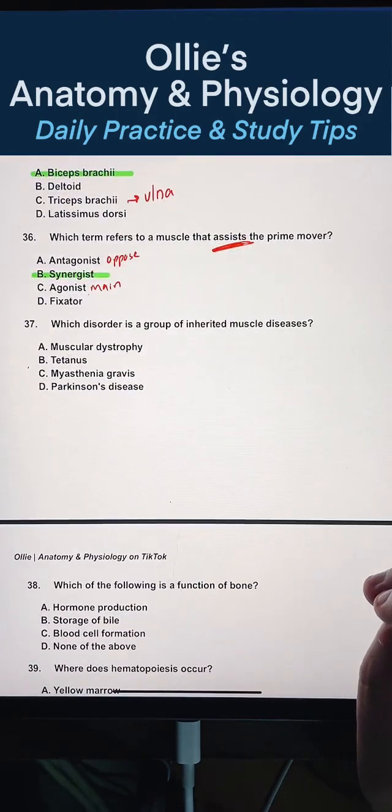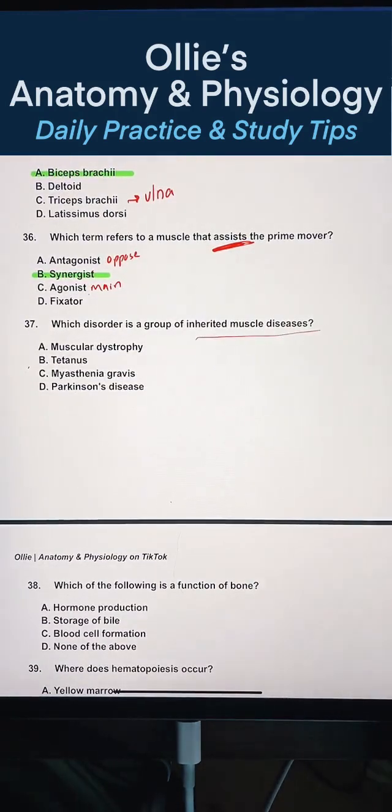Number 37, which disorder is a group of inherited muscle diseases? A, B, C, or D?